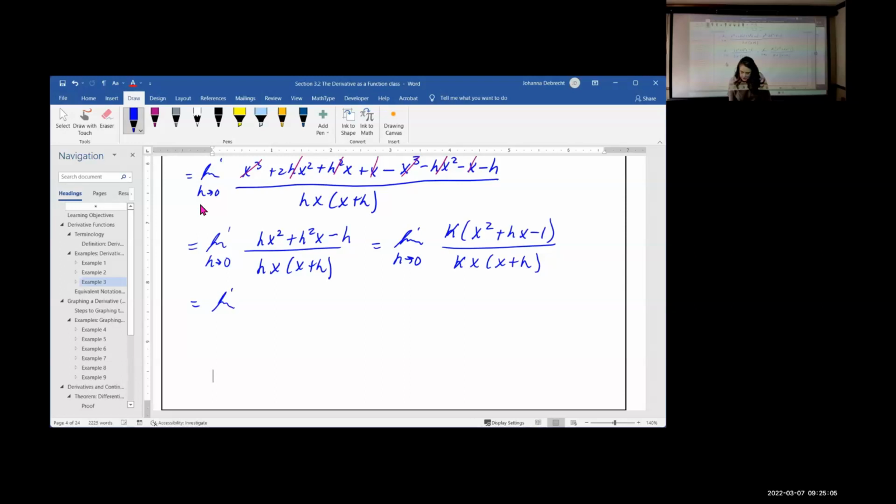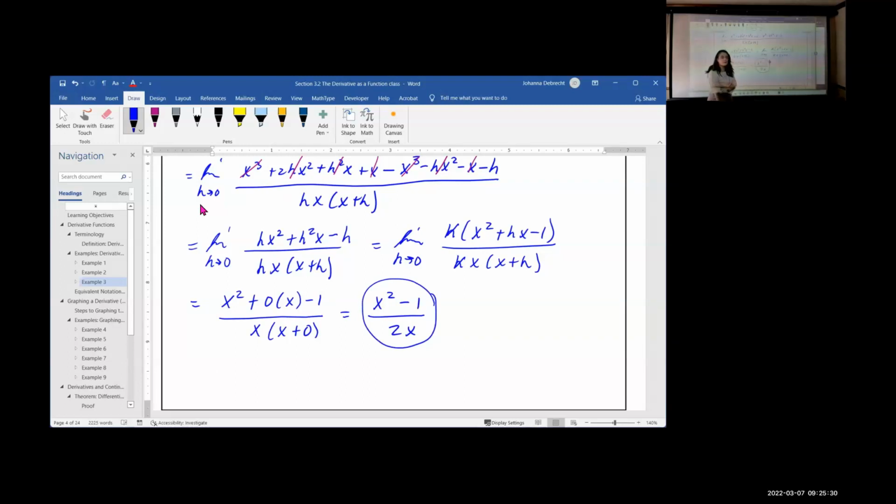Well, I guess I don't need to write limit again. I can just plug it in. So I get x squared plus 0 times x minus 1 over x times x plus 0, which gives me x squared minus 1 over 2x. And that is the formula for the derivative at any given point on the graph, the original graph.